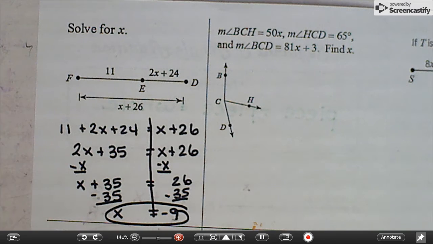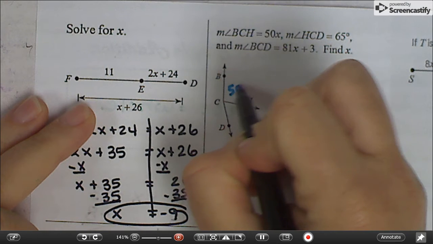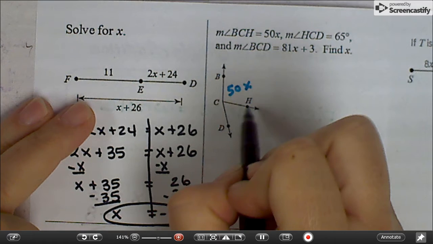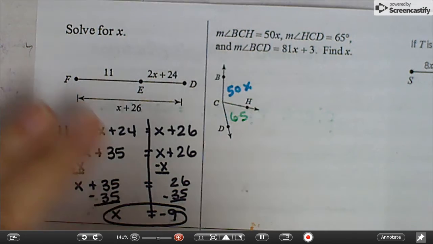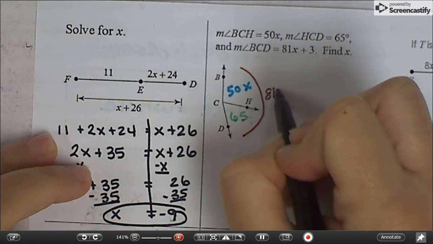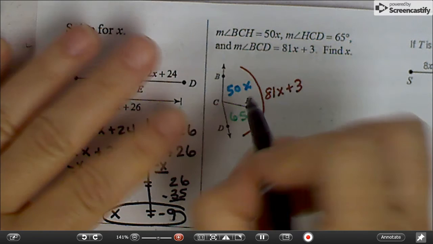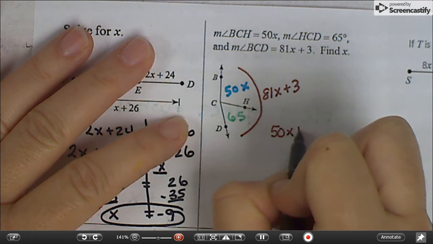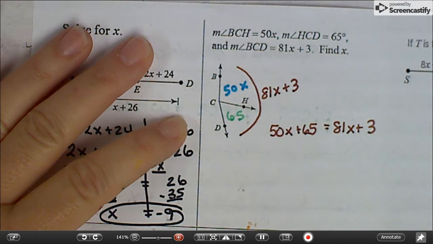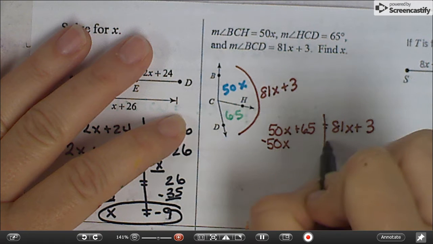Okay. The next one says the measure of BCH right here is 50x. The measure of HCD is 65. And the measure of the whole thing, BCD, is 81x plus 3. Piece plus piece equals whole. So 50x plus 65 would equal the whole thing, 81x plus 3. And then solve. I like to move my x's first, but it doesn't matter.